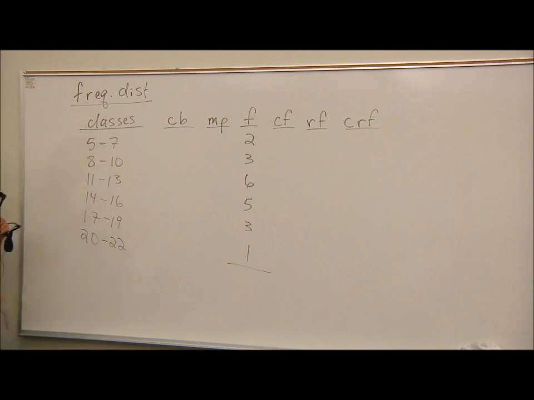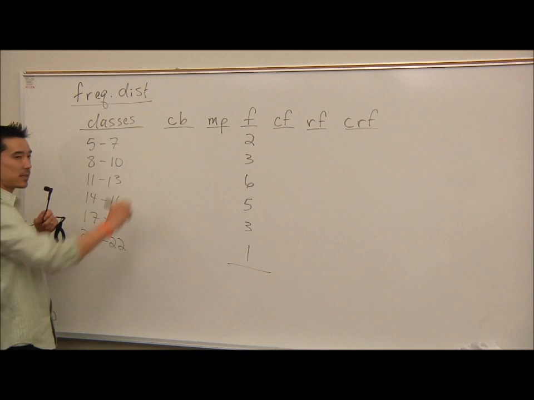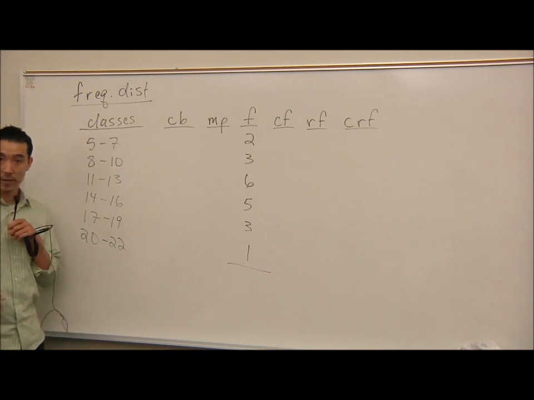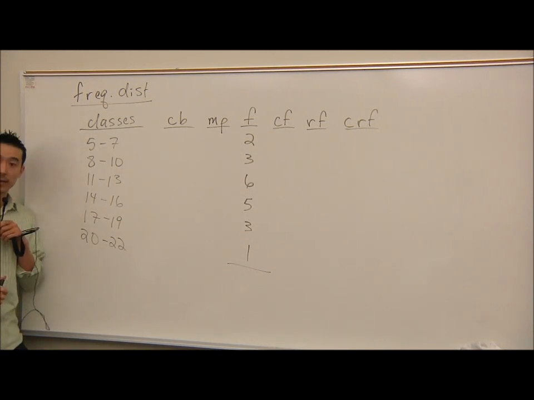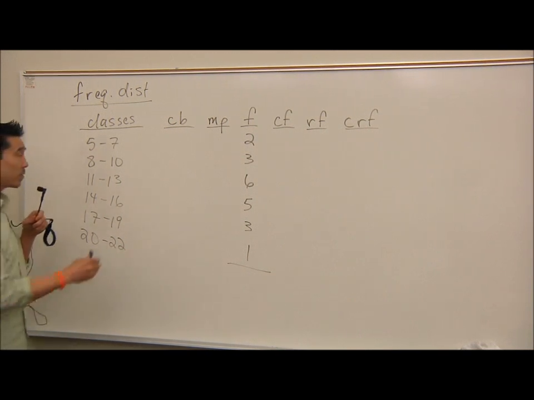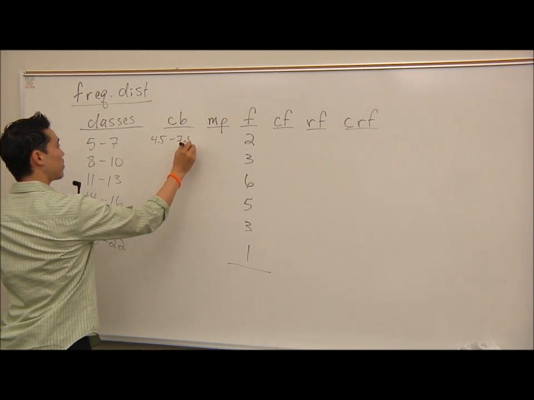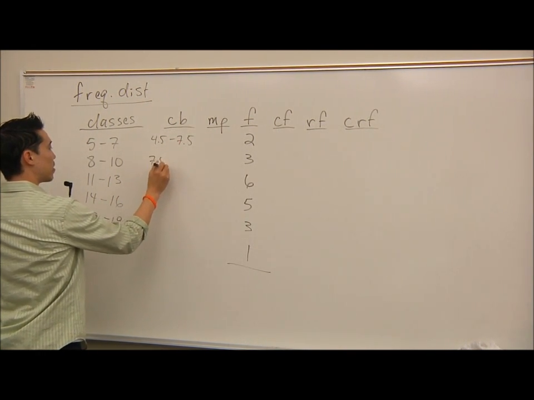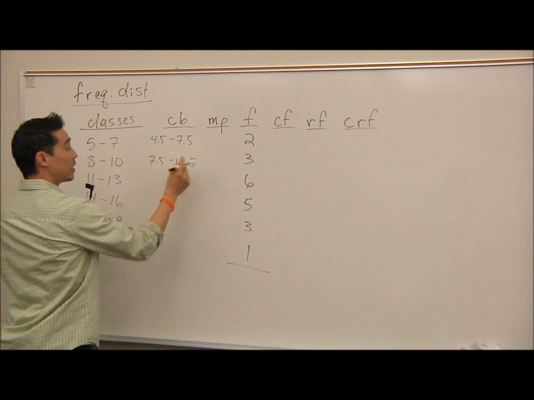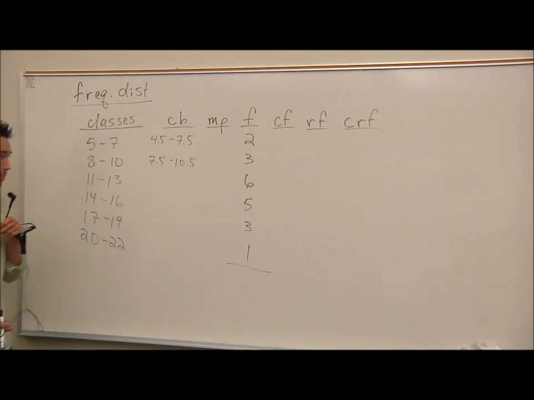All right? So first thing, can you guys fill in CB? What does CB stand for, and how do I fill it in? Class boundaries. Class boundaries, great. And then how do I fill it in? Add 0.5 to the right end and subtract 0.5 to the left. Yeah. All right, so go ahead and fill that in. Okay, we did that last time. So 4.5 to 7.5, 7.5 to 10.5, and continue on and on to finish that up.